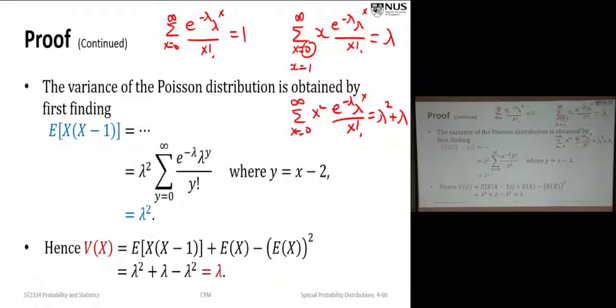All right. So the second thing is that you don't try to directly find the expectation of x squared, but instead we try to find the expectation of x times x minus 1. Why do we have to do that? Because the probability function involves x factorial, which is x times x minus 1 times x minus 2 and so on. So we have to find the expectation of x times x minus 1. It's easier to work that way.